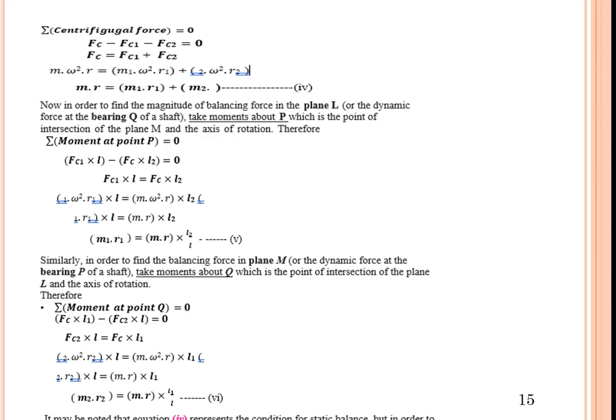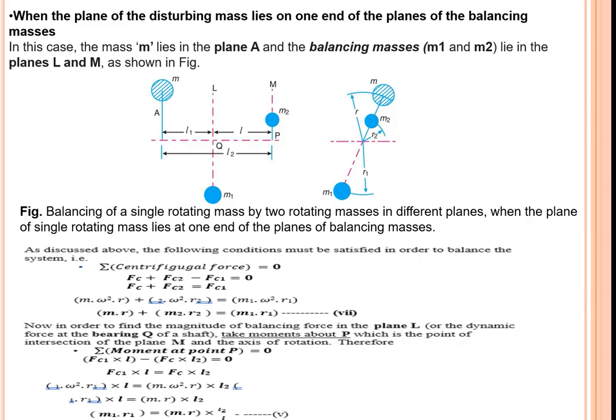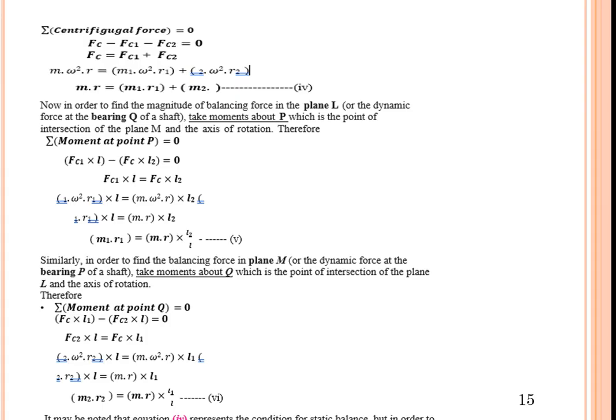If we substitute, at last you'll be able to get m1 R1 is equal to m R into L2 divided by L, that is considered. Taking the two expressions, at last you'll be able to find the required value.